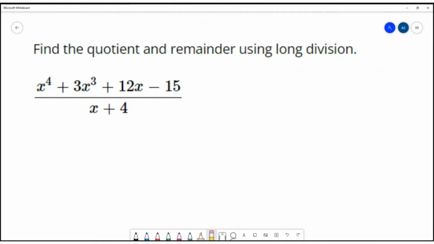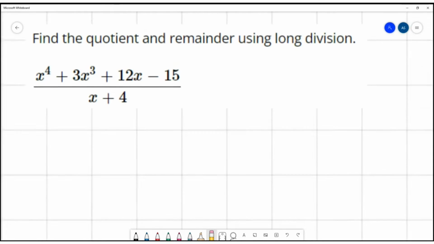Okay, so here we have another long division problem. We want to find the quotient and the remainder using long division. On this one, we have x to the fourth plus 3x cubed plus 12x minus 15 divided by x plus 4. Now, there is one difference in this example versus the previous one, which is that we are missing an x squared term here. We have 4, 3, missing the 2, 1, and then the constant we consider to be a 0.